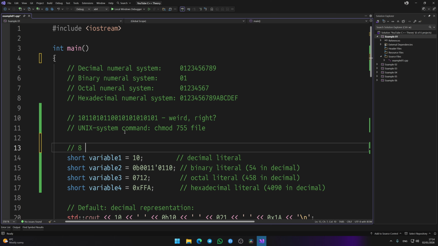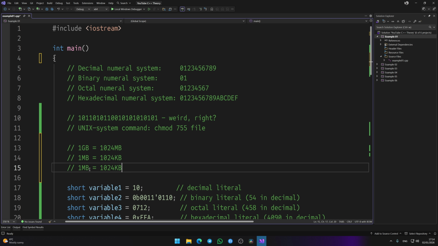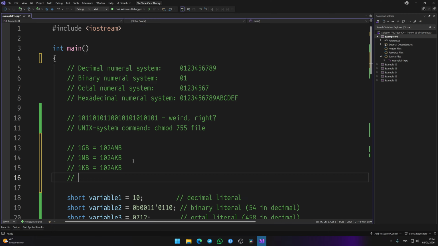1 GB equals 1024 megabytes. 1 megabyte equals 1024 kilobytes. 1 kilobyte equals 1024 bytes. So when you buy 8 GB of RAM, that means your computer will have 8 billion 589 million 934,592 bytes, individual memory units that each hold some kind of data and have their own unique number, which we call an address. But each byte is made up of 8 bits.